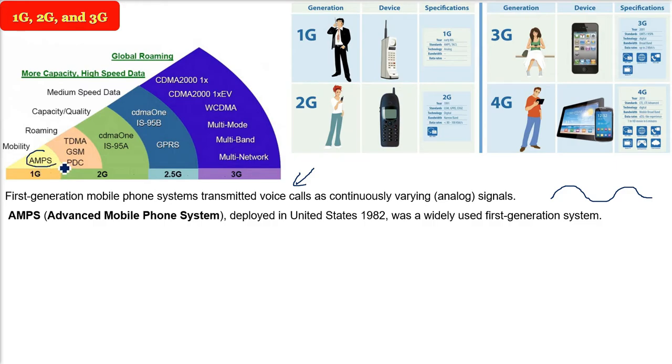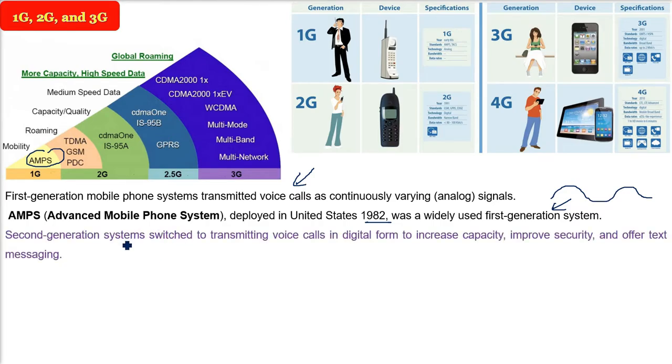Now you see here AMPS, Advanced Mobile Phone System. This was deployed in the United States in 1982 and it was the widely used first generation system, 1G. This G stands for generation.